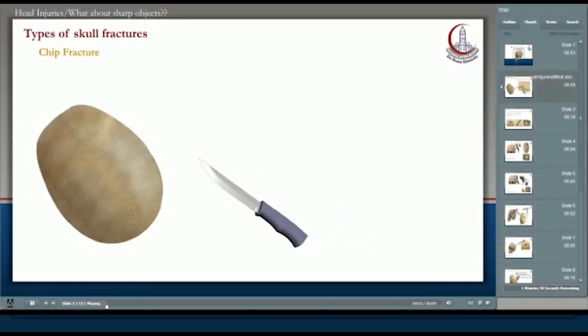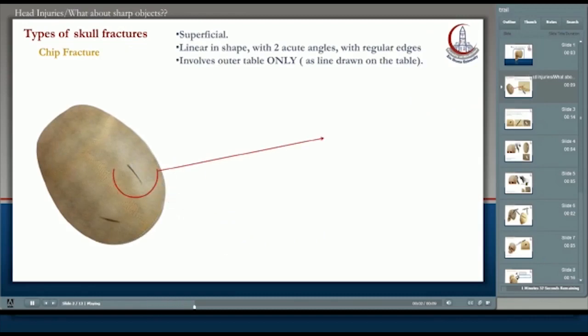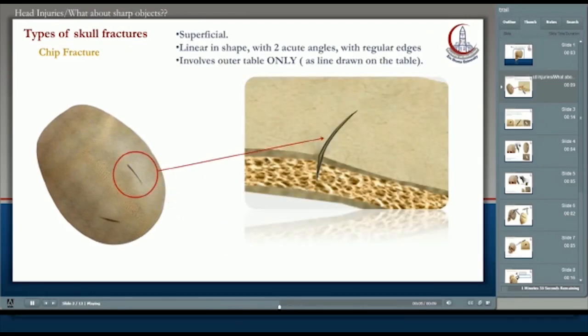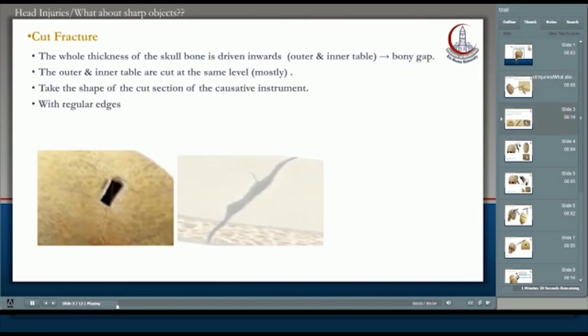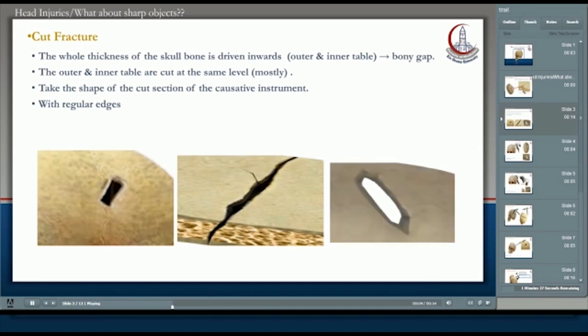Head injuries. What about sharp objects? Superficial, linear in shape, with two acute angles, with regular edges, involves outer table only, as a line drawn on the table. Cut fracture, the whole thickness of the skull bone is driven inwards, outer and inner table, bony gap.